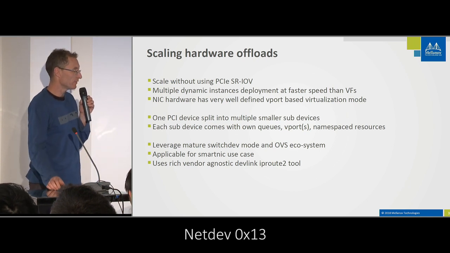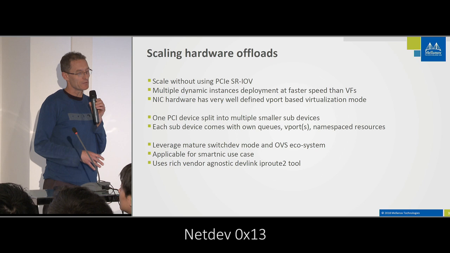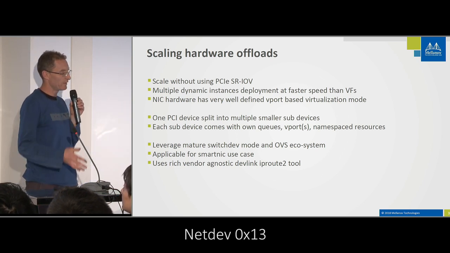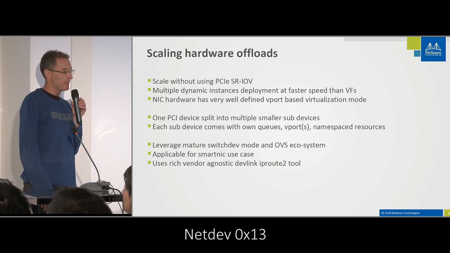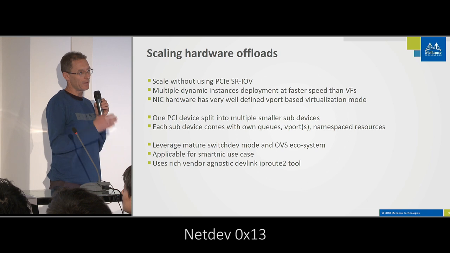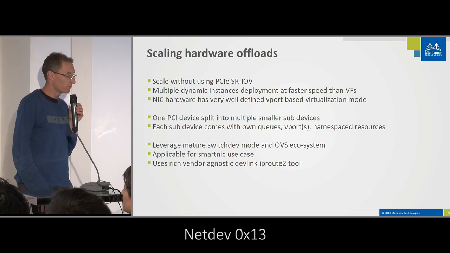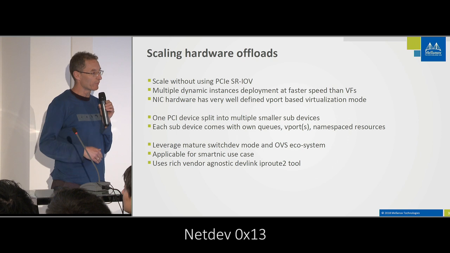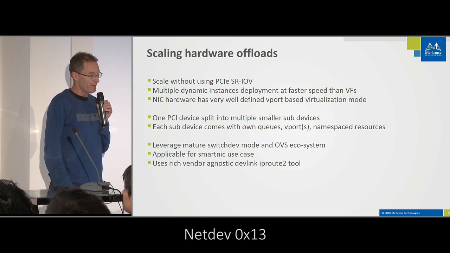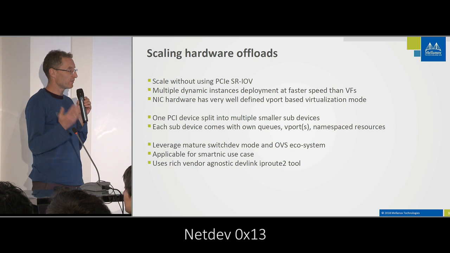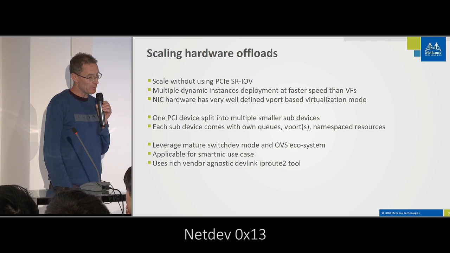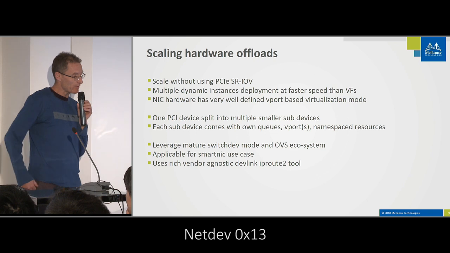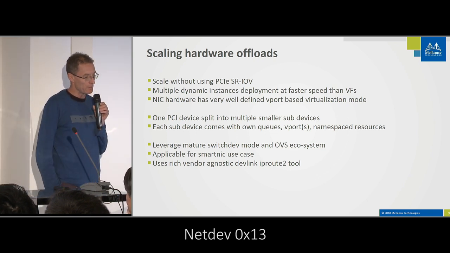PCI SR-IOV has existed for a long time, and also in Linux. A few years ago we finally introduced a nice software model for the backend devices, for the software side of the vSwitch. But it's not really scalable. You can maybe have tens of them, somehow 128 or a bit more, but it's not going to work for a very large number of devices, specifically for containers that are very short-lived, and other use cases. So we want to find something that deploys at a faster rate and has a more scalable range.